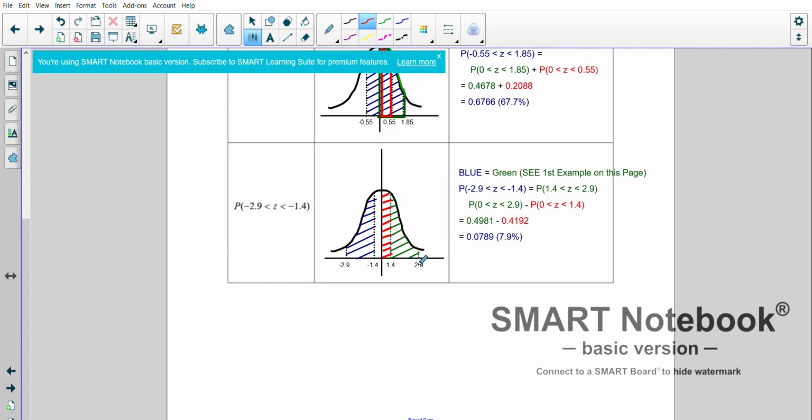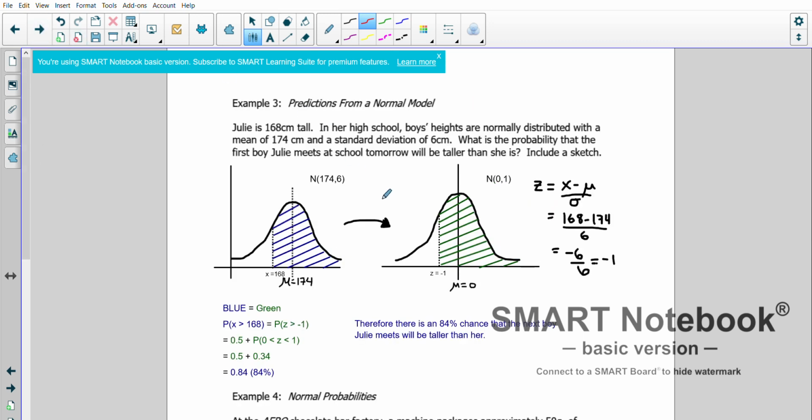So how am I going to get the green shaded region? I'm going to do between 0 and 2.9, which is the green. That would give me all of this. I'm going to subtract the red, which is between 0 and 1.4. If I subtract the red, that gives me the green, which equals the blue, which is what I want. So hopefully that went well, because you're going to have to use these skills to answer all the word problems. And we'll look at one now.